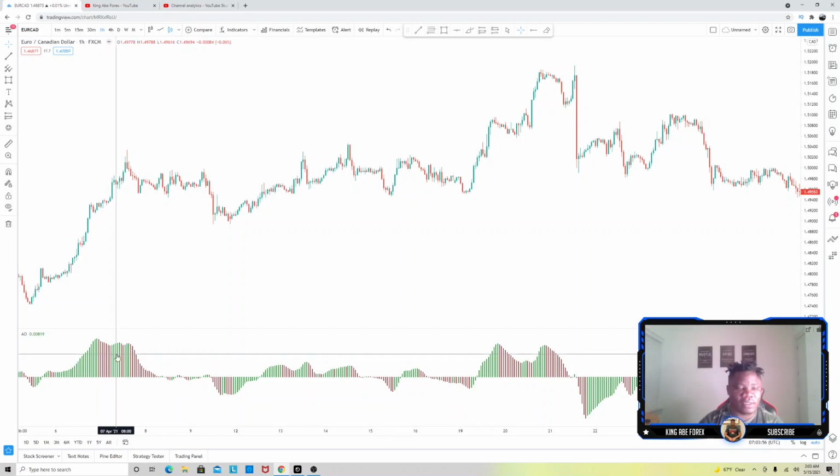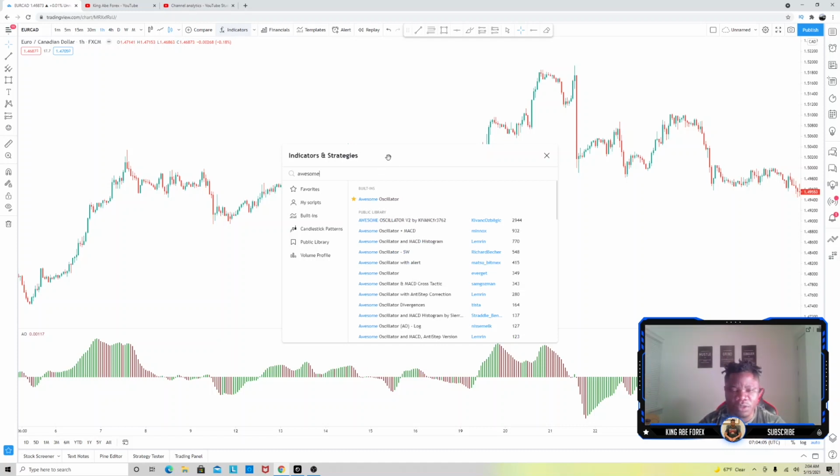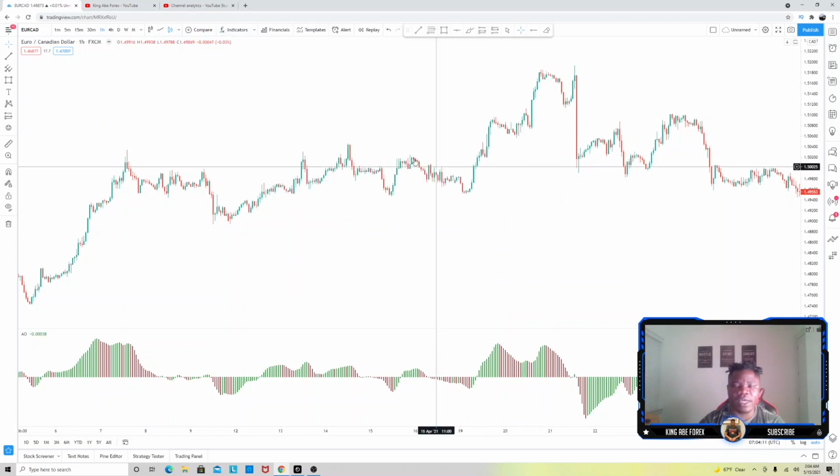Now, to add this onto your chart on TradingView, you're going to go right here to Indicators and just type. Once you type Awesome, you should see it pop up, and this is it right over here. I already have it on my chart, so we're going to go ahead and exit. Now, we're going to go ahead and add the other two indicators.